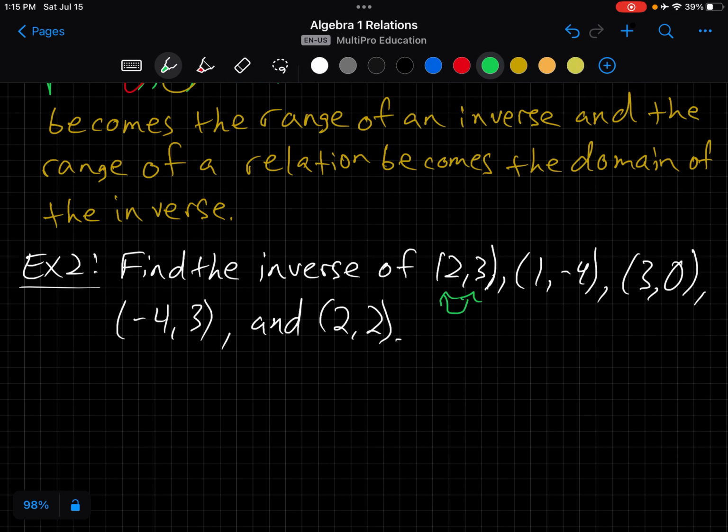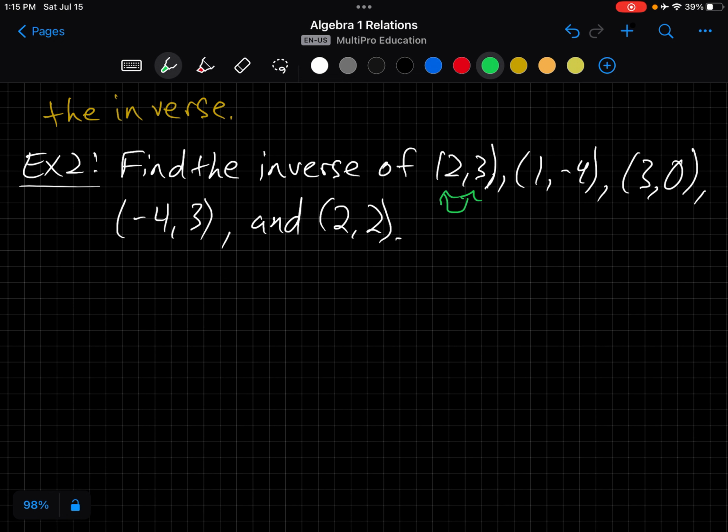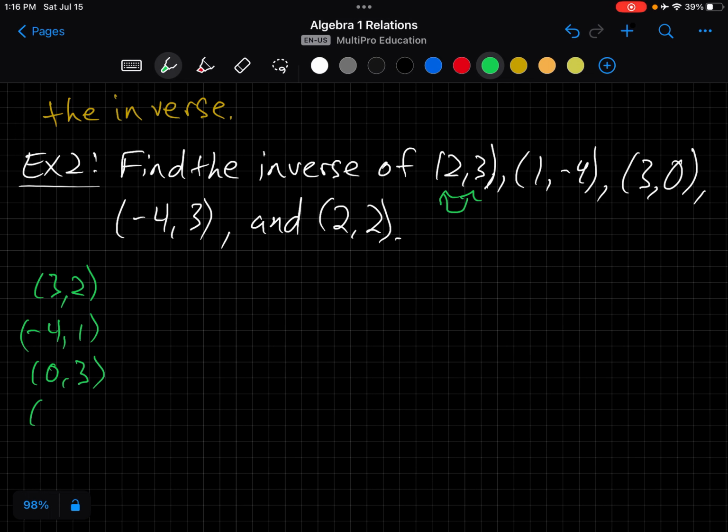So what do we have to do here? Well, basically, we just have to swap the x and the y. Okay? So if we do that, that's 3, comma 2. And let's list these on top of each other. Minus 4, 1, 0, 3, 3 minus 4. There's nothing really to swap here. Well, you can swap them, but it's still the same. 2, 2. All right, let's look at this graphically.